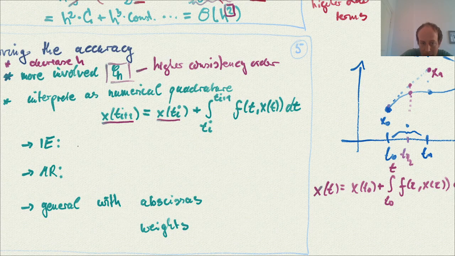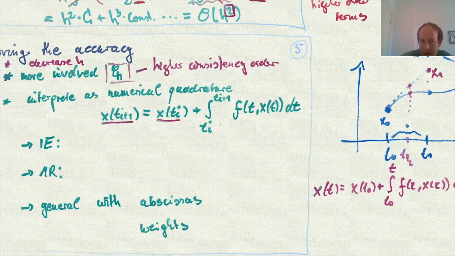Now if we do quadrature for this integral, look at the implicit Euler, we will have that x_{i+1} is x_i plus, what we do is replacing this integral by h, the length of the interval, times a constant value, and for this constant value we take f(t_{i+1}, x_{i+1}).